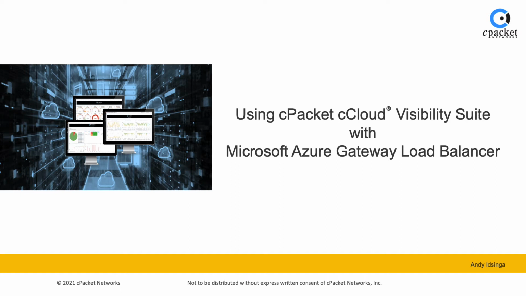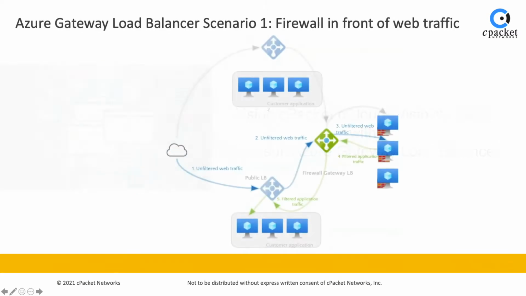Today, we're going to do a quick demonstration of the Azure Gateway Load Balancer with the cPacket cCloud virtual appliances. The diagram you're looking at right here is the basic scenario one that Microsoft depicts in their Gateway Load Balancer materials. The public load balancer forwards those packets onto the Gateway Load Balancer, and then the Gateway Load Balancer is sending those packets to a set of firewall appliances.